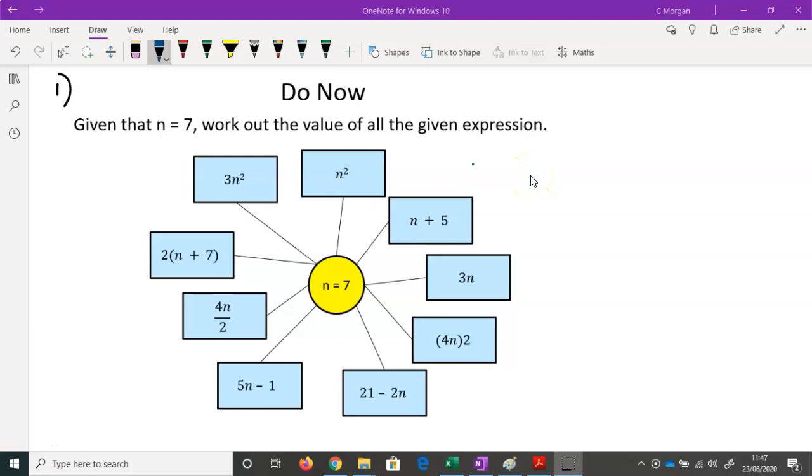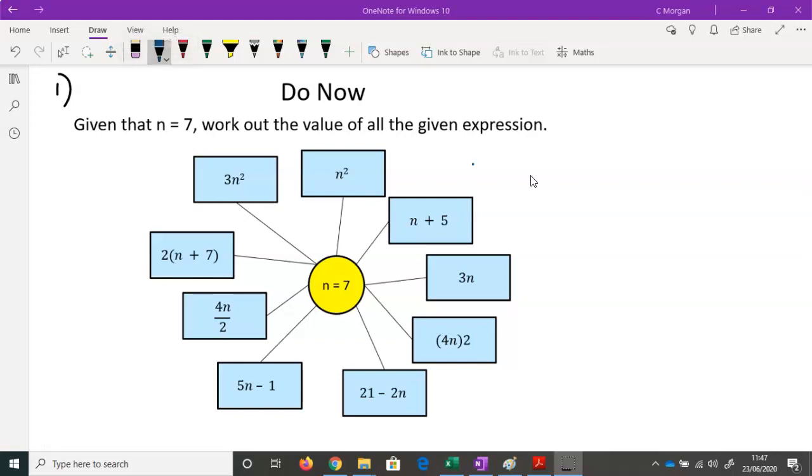Hello Year 7. Today we're going to be looking at expanding brackets. First of all, I would like you to do a little starter. I'm telling you that n is equal to 7 and I'd like you to work out the value of all the given expressions that you can see below. Please press pause and then I'll go through the answers.